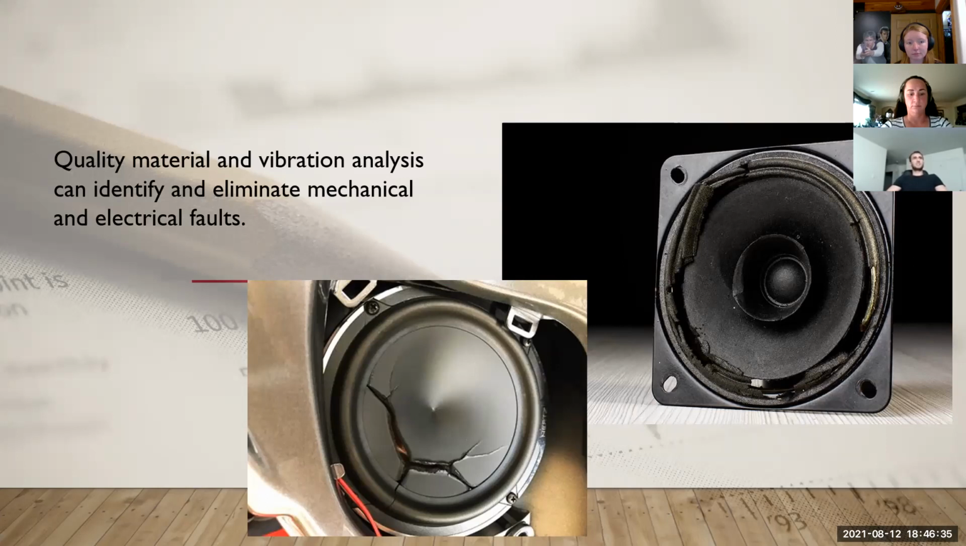Anytime a piece of machinery is running, it creates vibrations. This is especially true with the loudspeaker, as its purpose is to produce sound waves by vibrating the speaker's diaphragm. Doing a vibration analysis on a speaker can identify mechanical and electrical faults that can occur within the speaker.